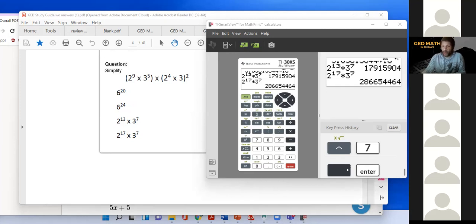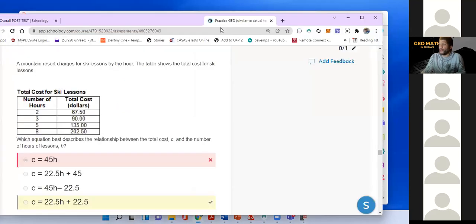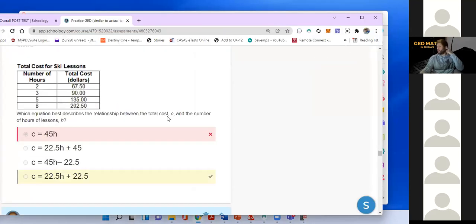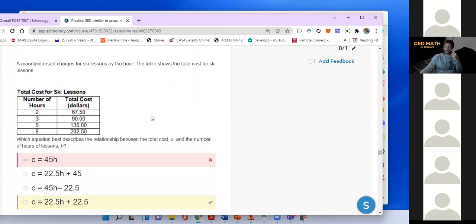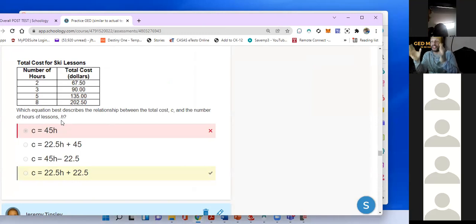And one more example that somebody sent. Let me find it. Hold on. Oh, this is the one right here. 3 or 4 people had a problem similar to this. It wasn't the same problem, but it says, what equation best describes the relationship between the total cost C and the number of hours of lessons? What? This looks like, can anybody even attempt to solve this problem? Does anybody even know where to start?